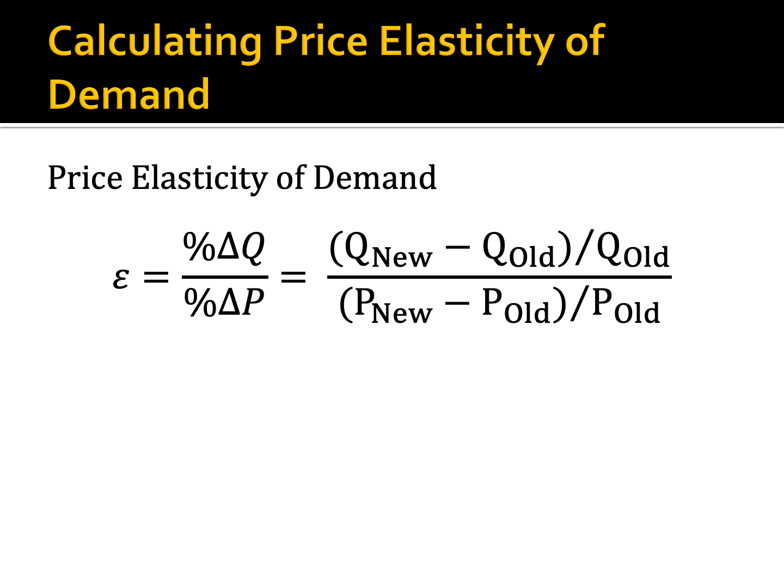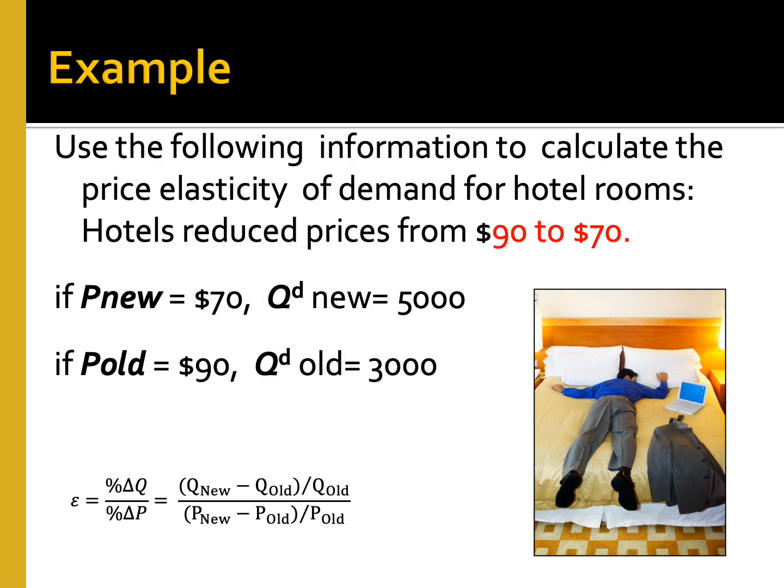So here's the equation for the price elasticity of demand: percentage change in quantity demanded divided by the percentage change in price. Let's have a look at this example. Here we have the price elasticity of demand for hotel rooms. We're assuming that hotel room prices decreased from $90 to $70, and as a result, quantity demanded increased from 3,000 to 5,000 units. The next slide will show us a video for the solution.